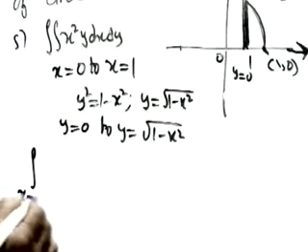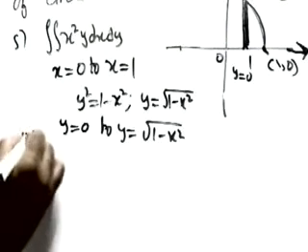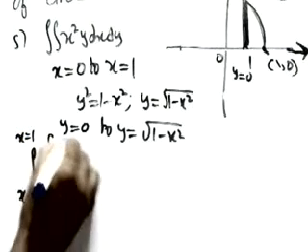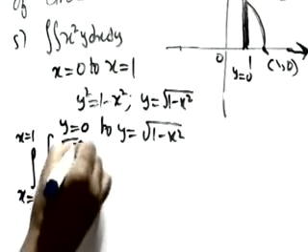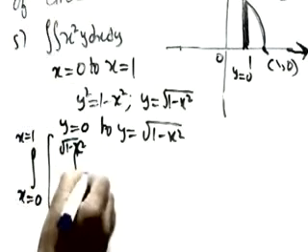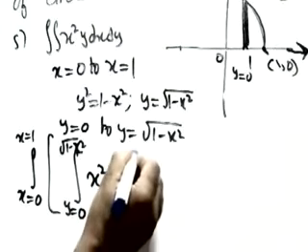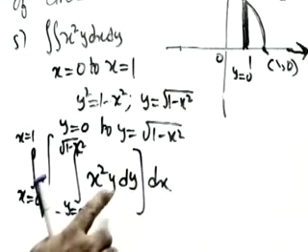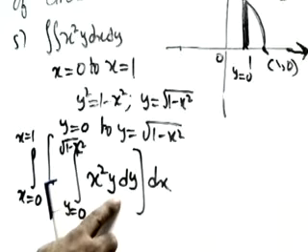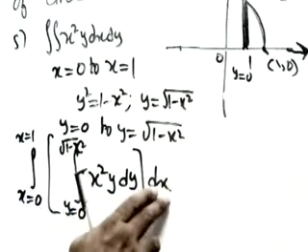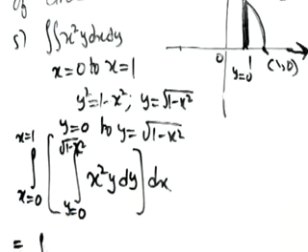First let me write the constants. We have taken x, so x equals 0 to x equals 1. Then we are taking y in terms of x, y equals 0 to under root of 1 minus x square. What is the function we are having? x square y. We are integrating first with respect to y, therefore write dy then dx. After writing the upper limit minus lower limit for y, we then integrate with respect to x. So you write x as it is, x equals 0 to 1.